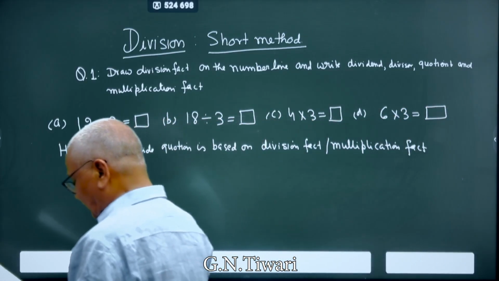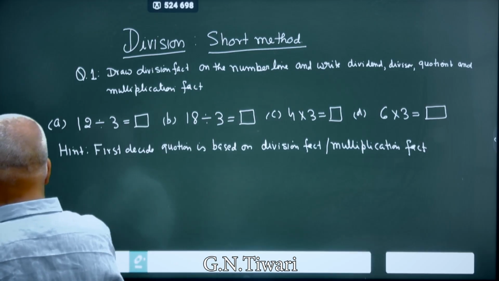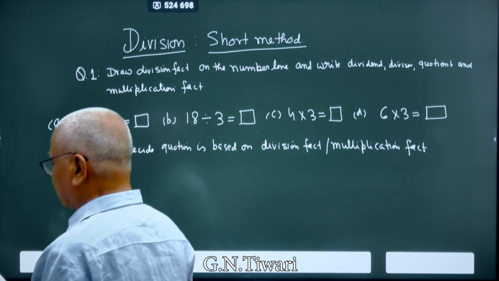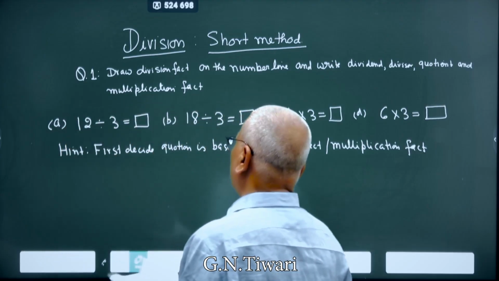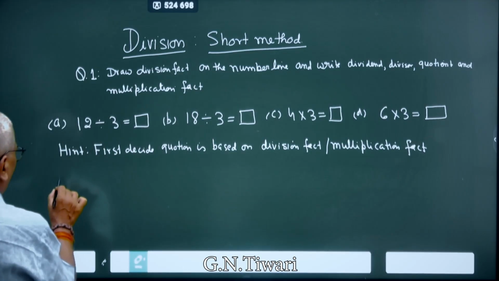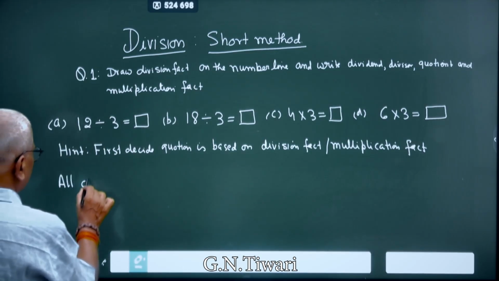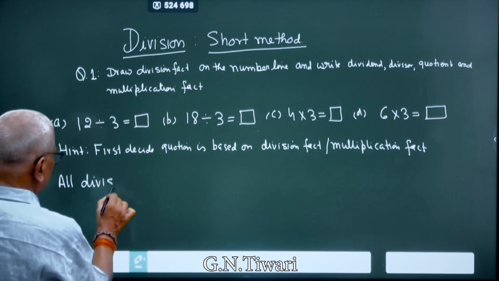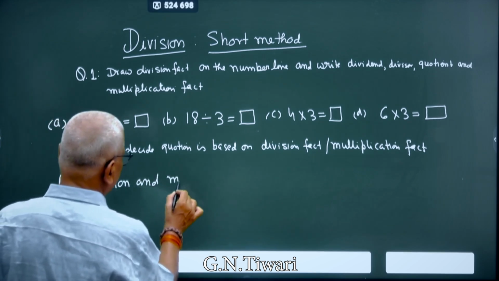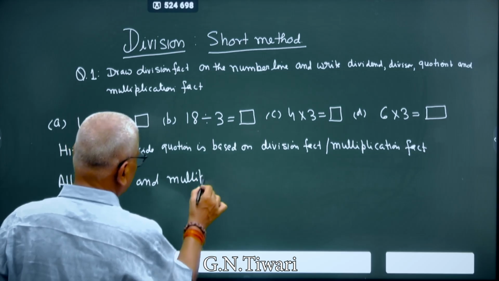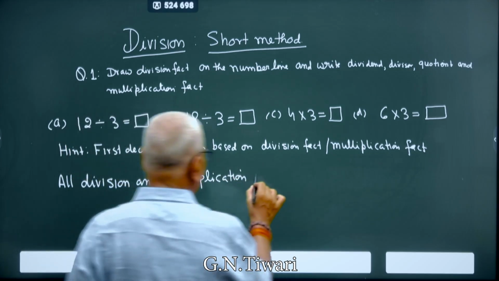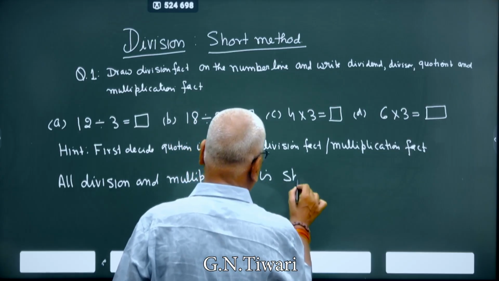Now I think this is going to be the part, this is short method, all are the short method. ऑल डिवीजन फैक्ट यहां पर लिख दीजिएगा, all division and multiplication fact is short method.